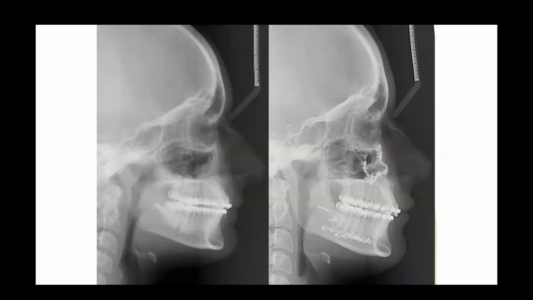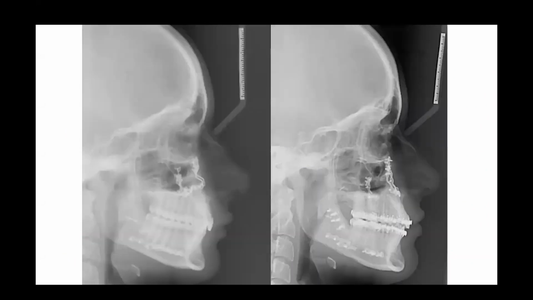The maxilla you can clearly see is lengthened. This is a clockwise rotation. Okay. The patient still had problems and not much better. So they came back to see me and I did a revision MMA on them.